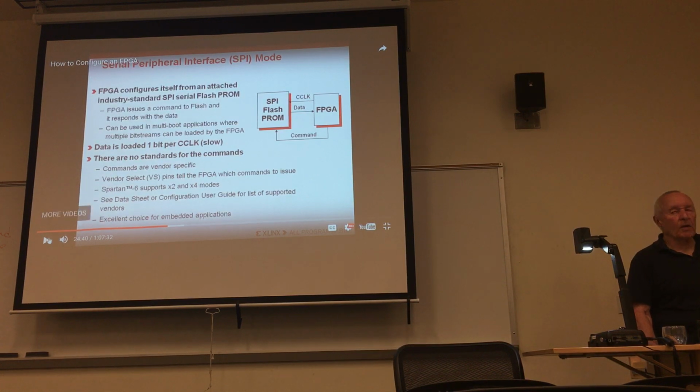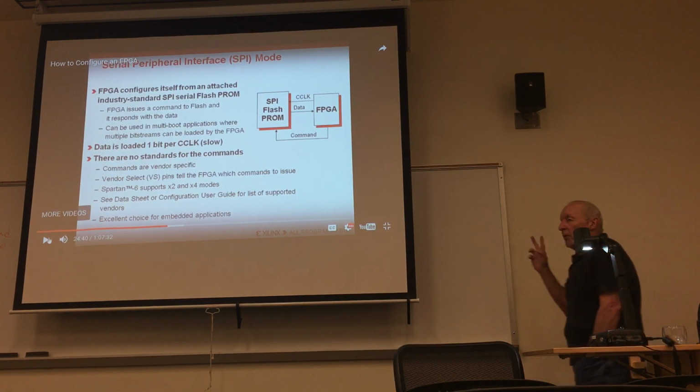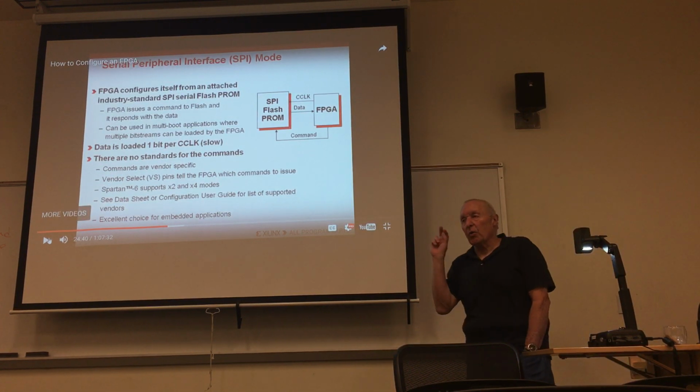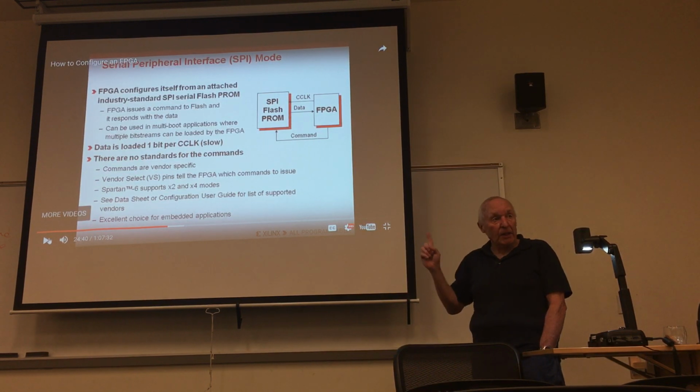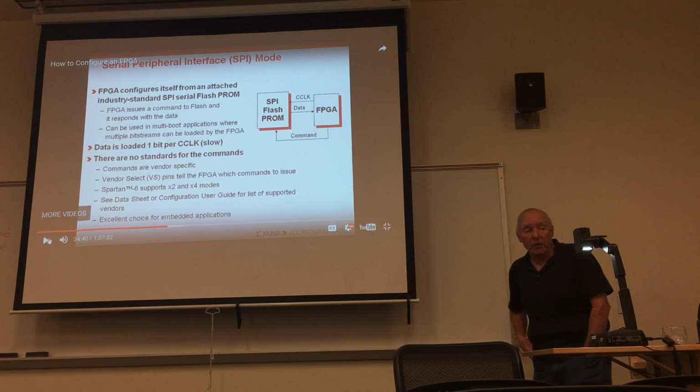The serial peripheral interface. Okay. The two configuration modes I will expect that you are familiar with are JTAG, and I will discuss JTAG after this video, and the SPI. SPI is extensively used in embedded applications. So JTAG and SPI are the two that I expect you to be familiar with.